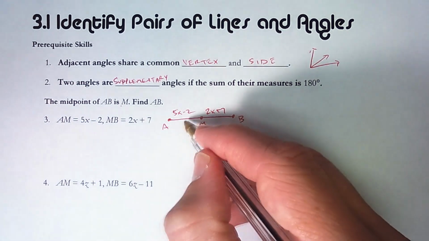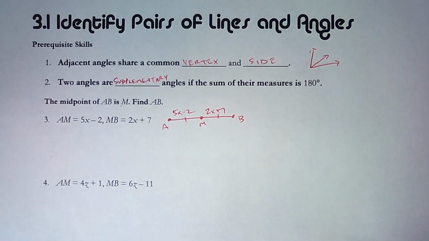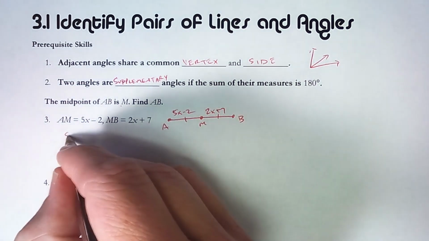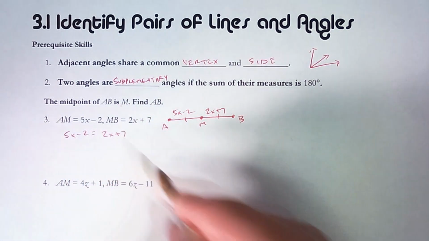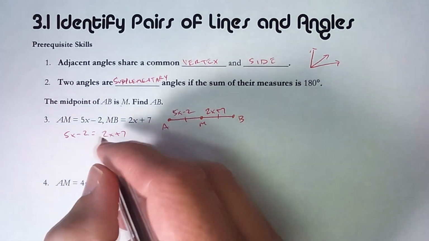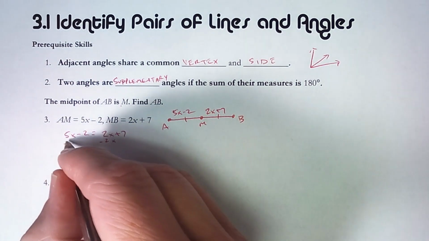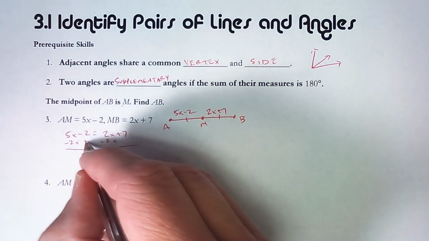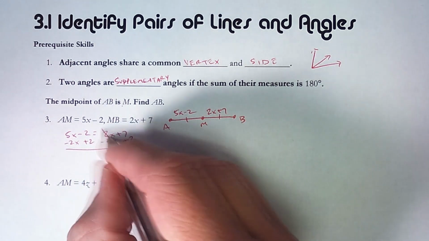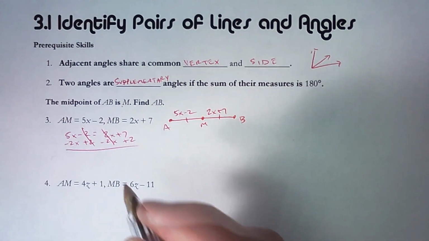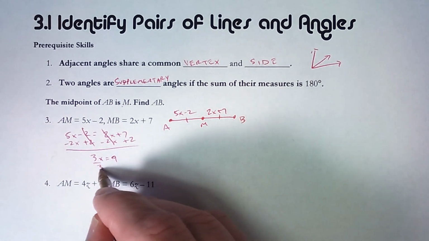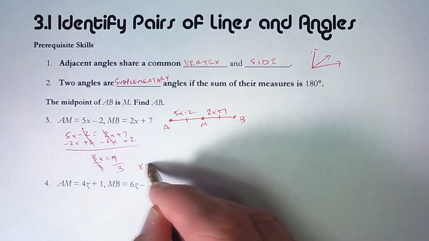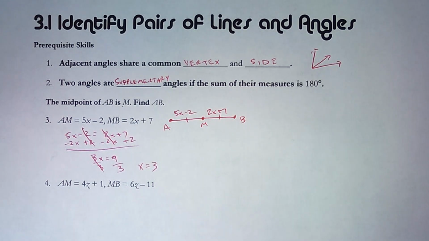Since this is a midpoint, I know these are congruent. So 5x minus 2 is equal to 2x plus 7. So I can subtract 2x and add 2, and I'll get 3x equals 9. And when I divide by 3, I get x equals 3.